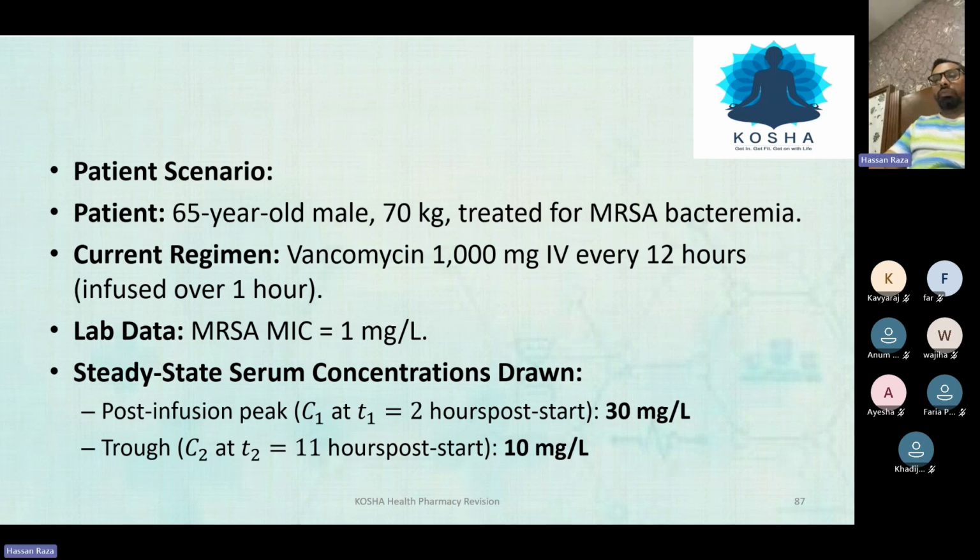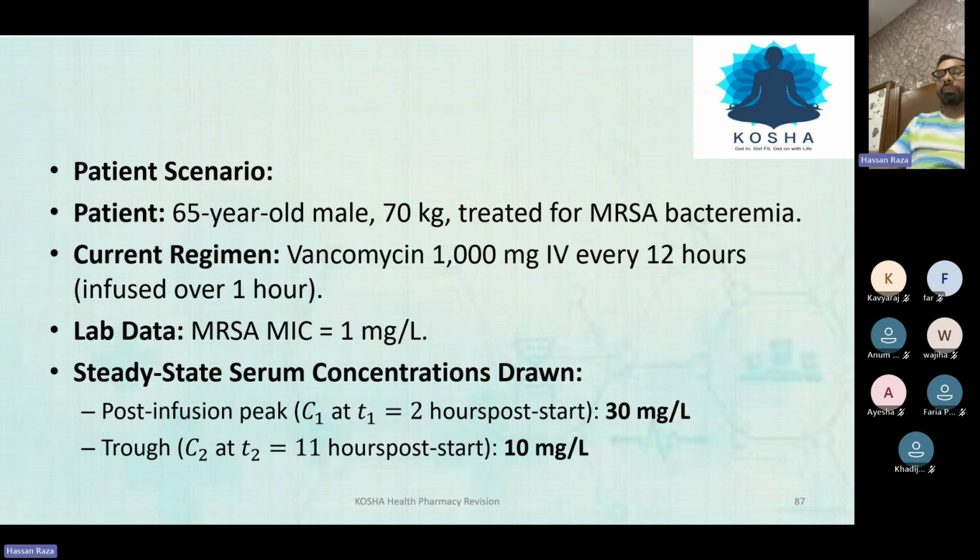Now the nurse has taken the blood sample. As I have told you, as a pharmacist we first ask the nurse, for example, if she has administered the drug at 8 o'clock, and we ask her to take the sample at 10 o'clock in the morning. So there will be a 2-hour gap, so that the dose administered at 8 o'clock gets distributed in the peripheral compartment, and then it will give us the peak concentration.